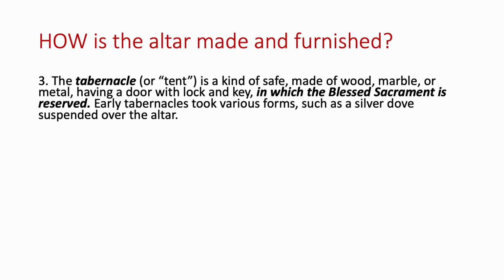The Tabernacle, or tent, is a kind of safe made of wood, marble, or metal, having a door with lock and key, in which the Blessed Sacrament is reserved. Early tabernacles took various forms, such as a silver dove suspended over the altar.